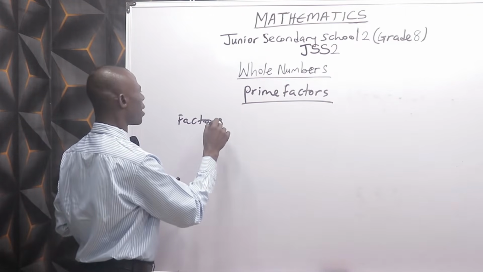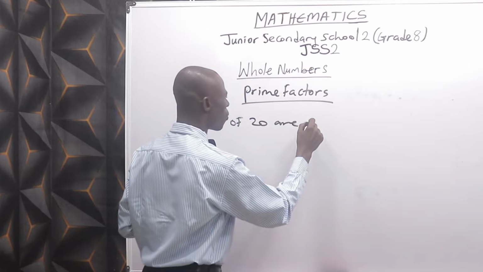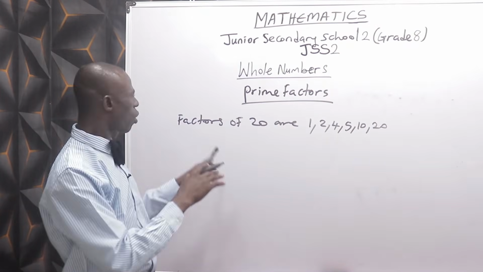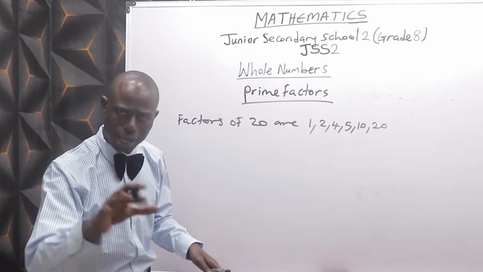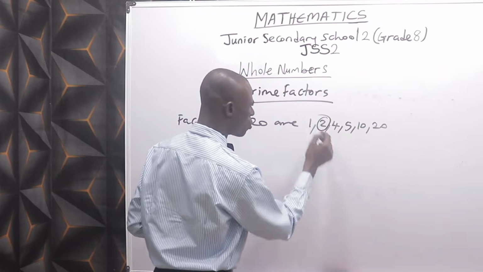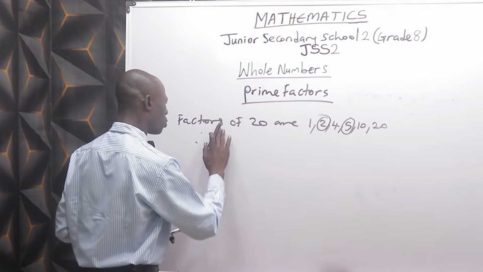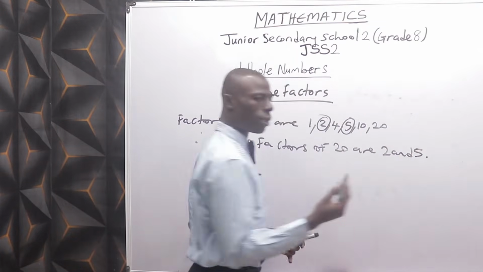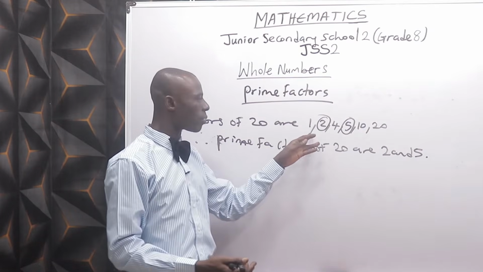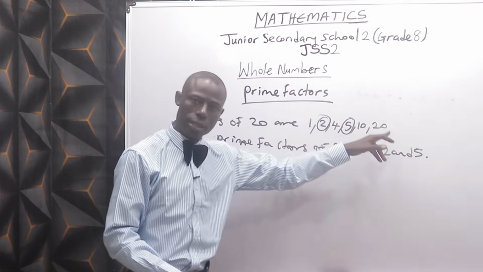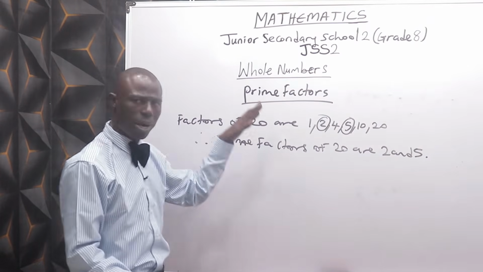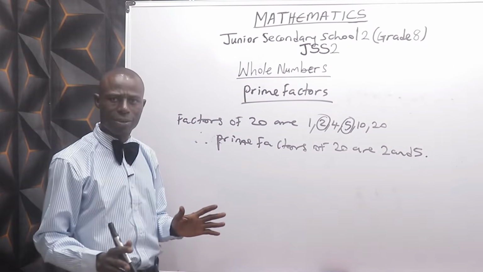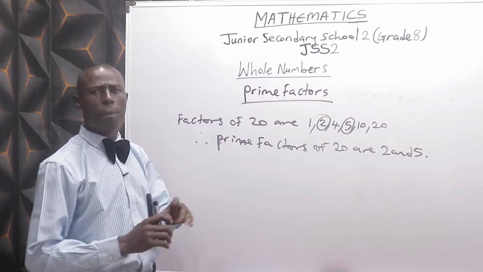E.g., factors of 20 are 1, 2, 4, 5, 10, and 20. But among these factors of 20, which ones are prime? The ones that are prime are 2 and 5. So therefore, prime factors of 20 are 2 and 5. Do you understand now? Factors of 20 are 1, 2, 4, 5, 10, and 20, but the prime factors among those factors are 2 and 5. I want to believe you understand now. So that is the idea behind prime factors.